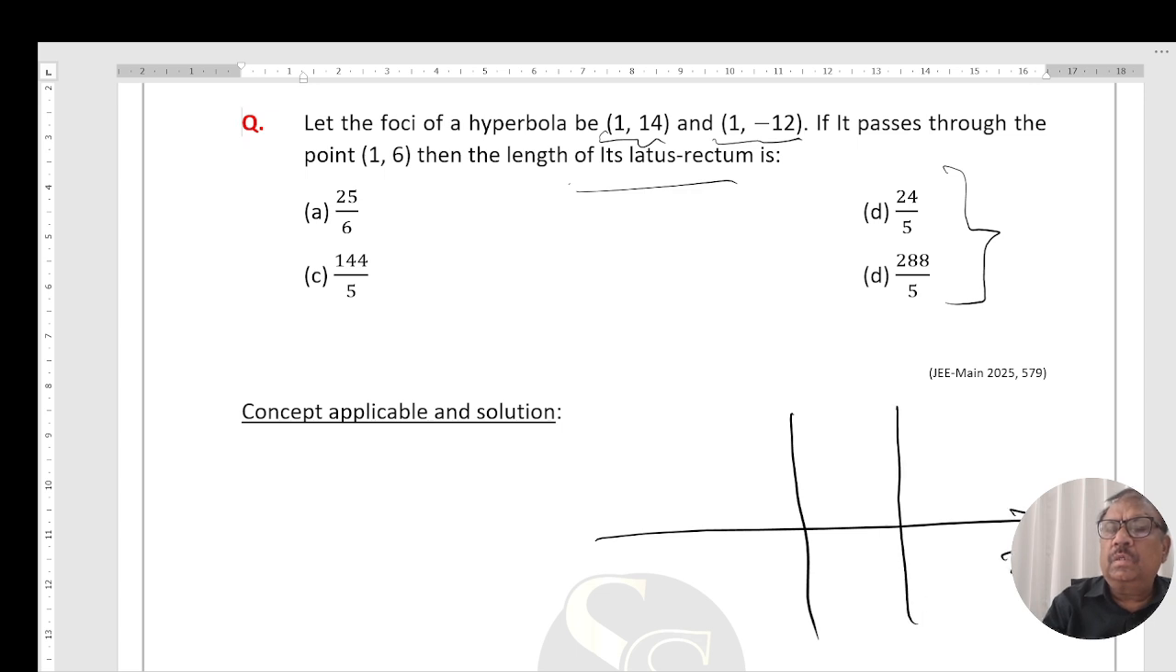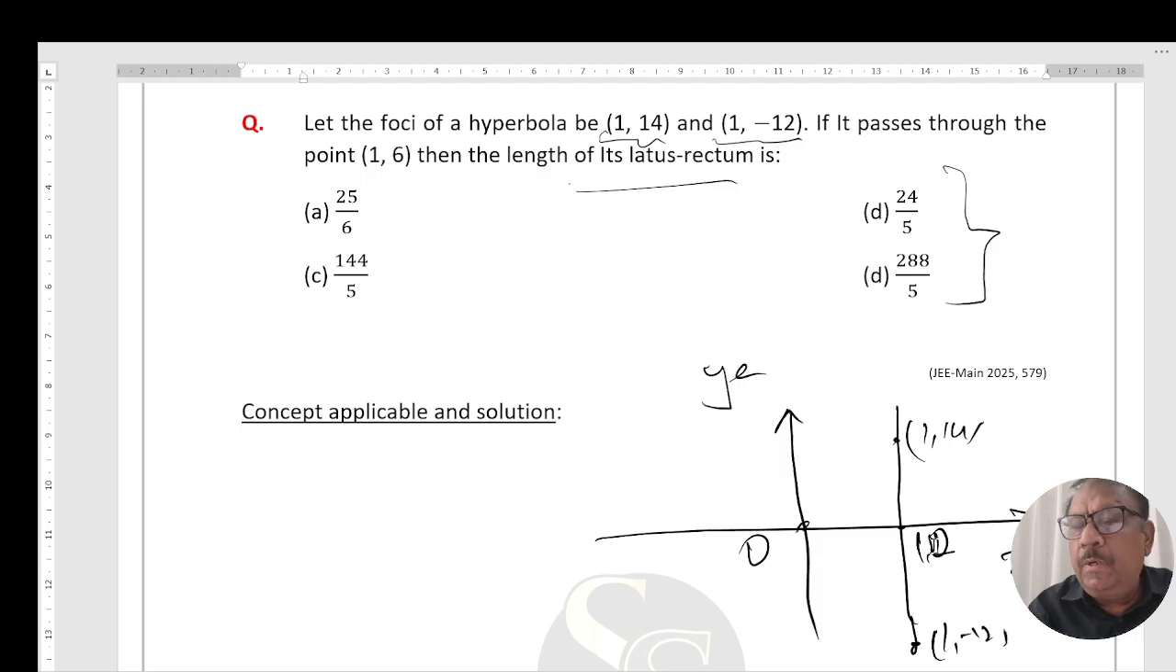this is the x-axis, this is the y-axis, this is the origin, this is 1, this will be 1, let's see what point comes, (1, 1) will come. This is (1, 14) and this is (1, -12). This is (1, 0). Right?